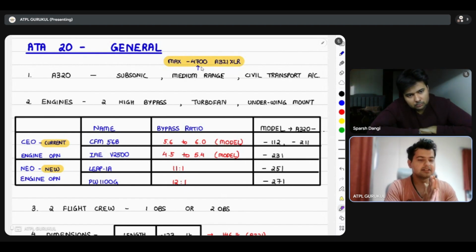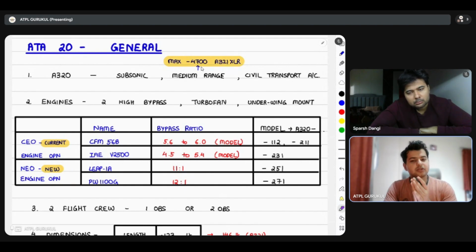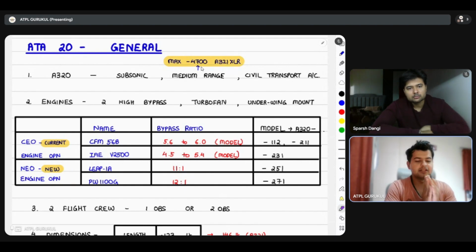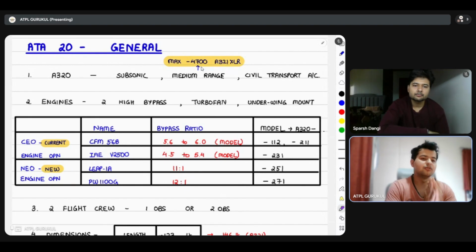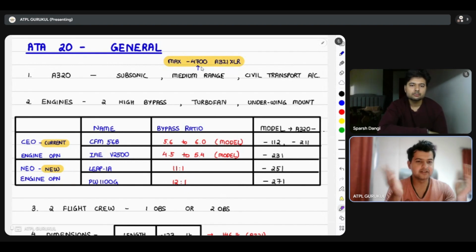Okay, so what is an A320 CEO? CEO stands for current engine option, Neo stands for new engine option. Earlier we had old engines which are known as the current engine option. Their bypass ratio used to be a little lower. After that came the Neos, which are now more fuel efficient owing to the bigger diameter of the fan and greater bypass airflow. They have reduced fuel consumption by a very good amount.